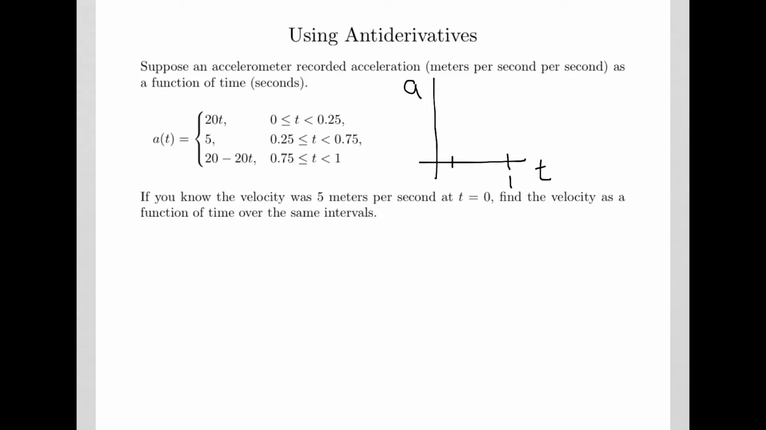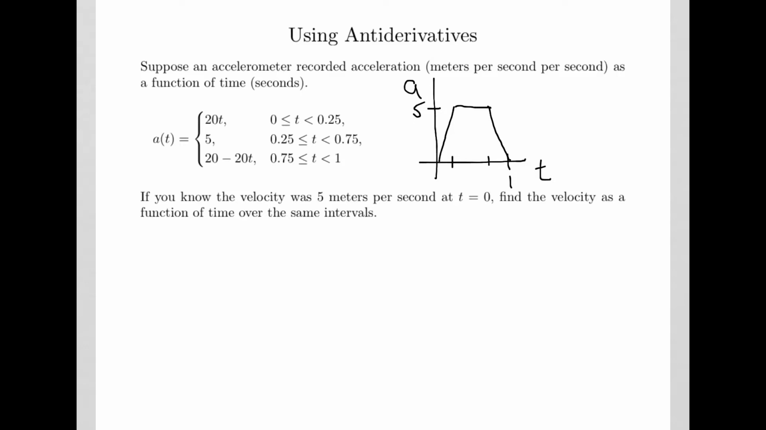So here's a quarter, 3 quarters, and so between the times 0 and a quarter, I'm going to have a straight line. Let's see, at a quarter I get up to 5, so here we are at 5. I've got this line. Between 1 quarter and 3 quarters, I stay here at this constant acceleration, and then 20 minus 20t is such that I come back down to 0 when I hit time 1. So this is my acceleration function. I can now calculate my velocity because the velocity is an antiderivative of acceleration.